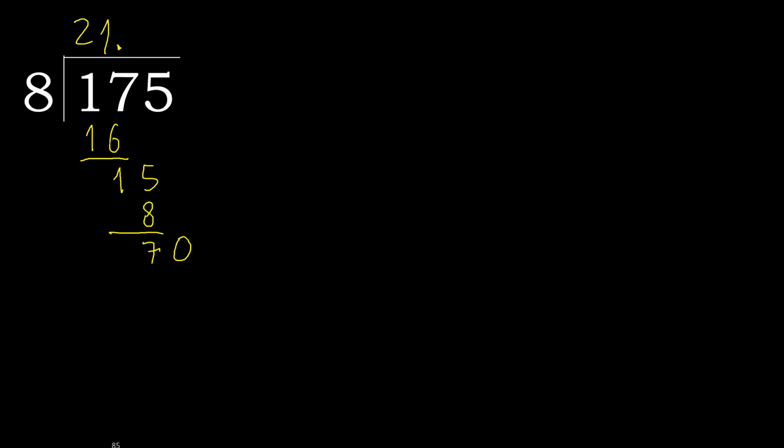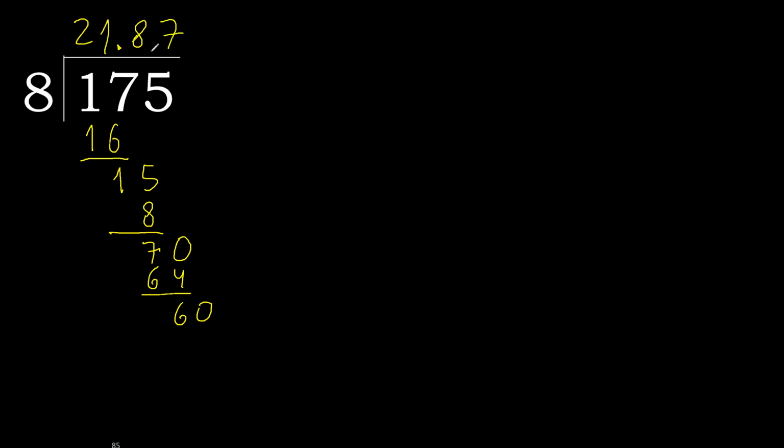70. 8 multiplied by 9 is greater. Multiplied by 8, 64 is not greater. Okay, subtract, complete. Complete, point. Point is here. Okay, 60.